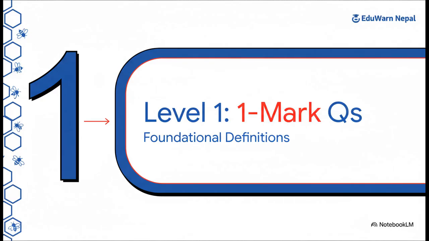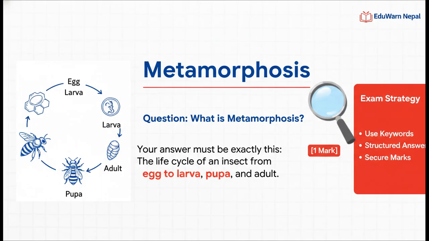All right, let's start with Level 1, locking down those one-mark questions. These are meant to be quick, easy marks, but they demand absolute precision. There is zero room for error here. So, if the question asks, what is metamorphosis? Your answer needs to be exactly this: the life cycle of an insect from egg to larva, pupa, and adult. You have to mention all 4 stages. This exact definition secures your 1 mark. No more, no less.